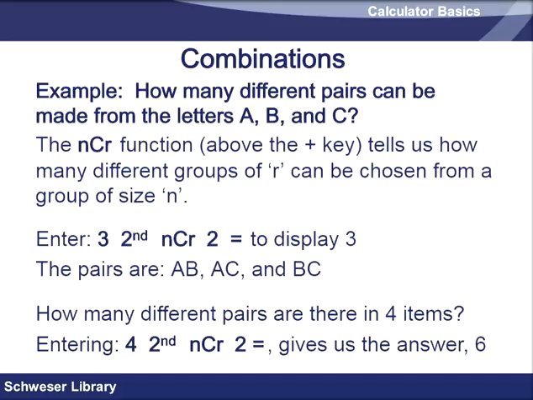Okay, next function we want to look at on this calculator is combinations. So the idea of combinations is, in this example, how many different pairs can be made from the letters A, B, and C? Well, there should be 3 different pairs that we can make from that. And so that's a simple example. It, of course, gets more difficult.